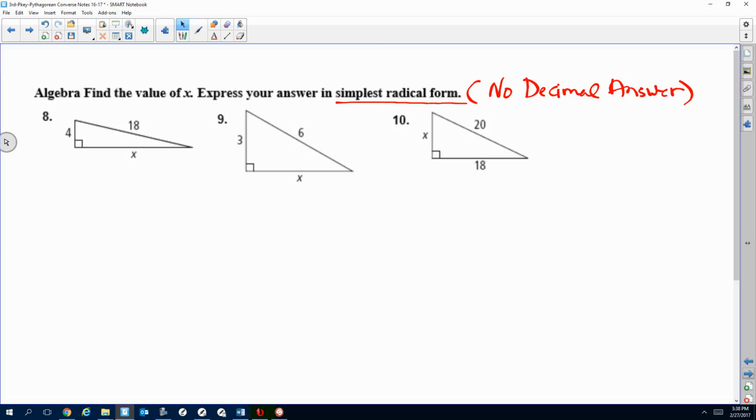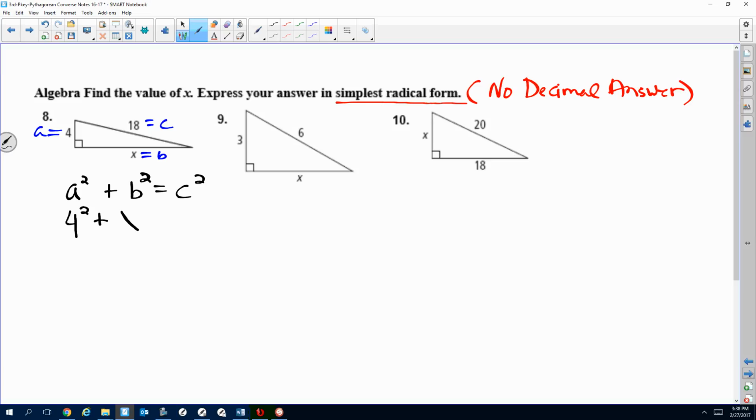All right, so we're still doing what we did before with the Pythagorean theorem. We know here is our A, here is our B, here is our C. So we're going to substitute the parts in. So instead of writing A squared plus B squared equals C squared, we're going to put the numbers that represent each variable. So 4 squared plus x squared equals 18 squared. And we're going to do each one. 4 squared, 16, plus x squared, and then we have to get 18 squared, which is 324.